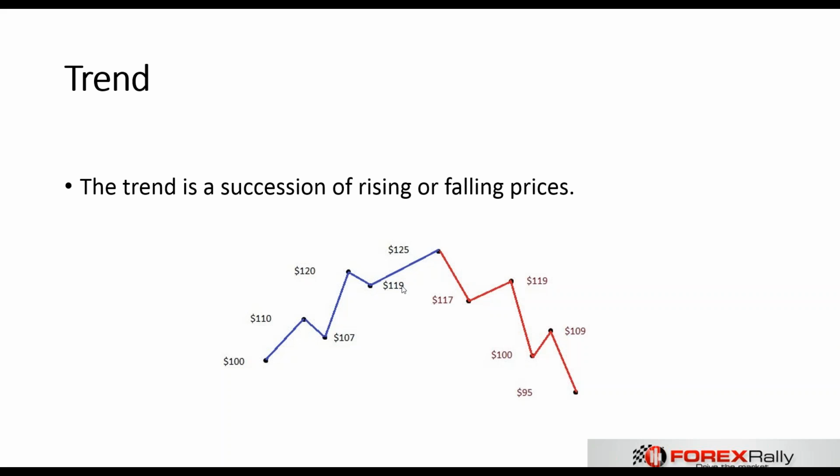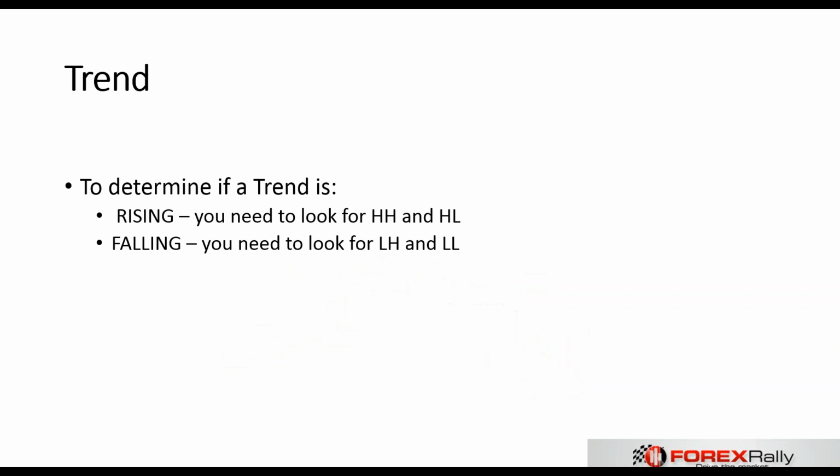So here we have the trend. Let's talk about the trend and how to determine if it is a rising or a falling trend. Now, the easiest way to know if it is a rising trend is to follow the highs and the lows. As long as you have higher highs and higher lows, you will know that the trend is actually rising. On the other hand, if you have lower highs and lower lows, that trend is actually falling.